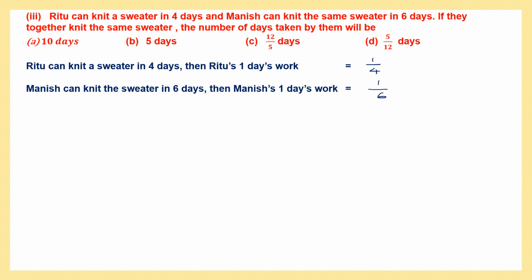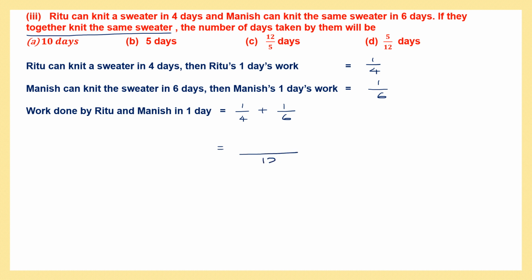Then we are told that together they knit the same sweater. So we can say work done by both Manish and Ritu in 1 day, we have to add it up. That is 1 by 4 is Ritu's 1 day's work, 1 by 6 is Manish's 1 day's work. So let's add this up. Here 4 and 6, we must find the LCM. The LCM will be 12. So 4 into 3 is 12, so multiply 1 also by 3. 1 threes are 3. Now here 6 twos are 12, so 1 into 2 is 2. So that is plus 2. So what do we get here? We get 5 by 12.